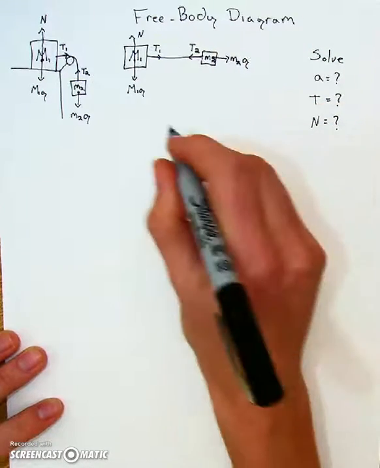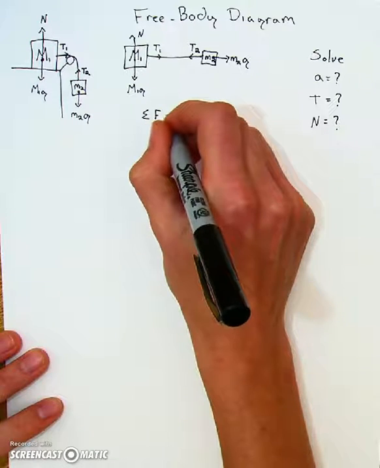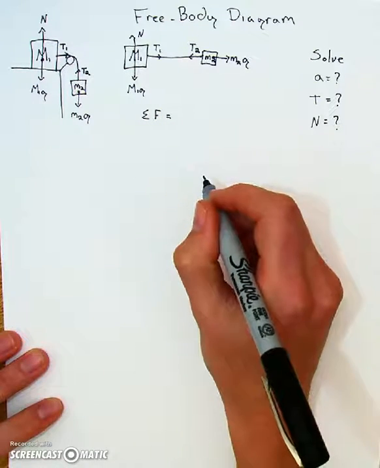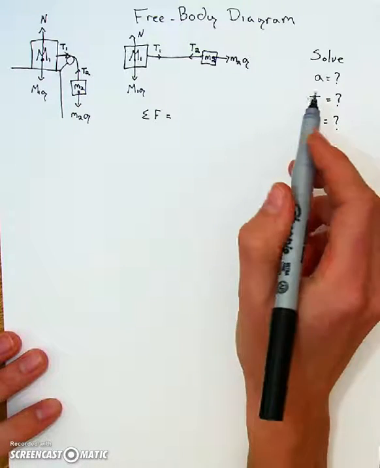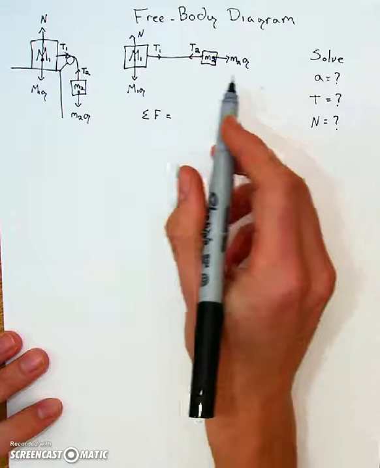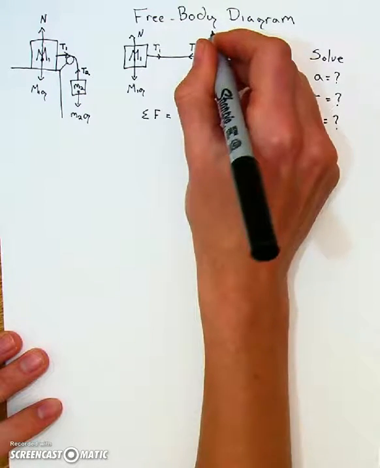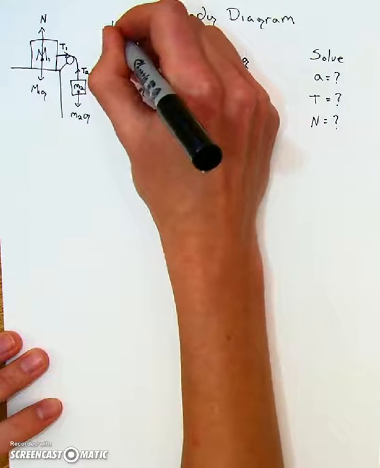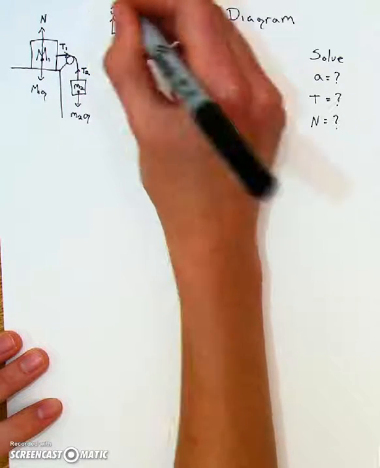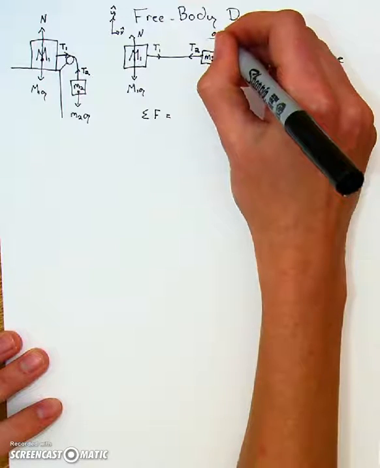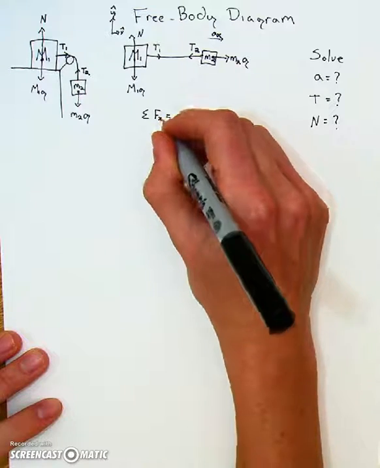Our next step is to write sum of the forces equals. Now we decide which direction we're going to apply it to and what we're trying to solve. We're trying to solve for the acceleration. Right. In this case, acceleration is going in this direction. Now we'll draw a coordinate system so that we can define that direction as x, and we'll define up as y. That's the direction of ax. So we're going to do the sum of the forces in the x direction.